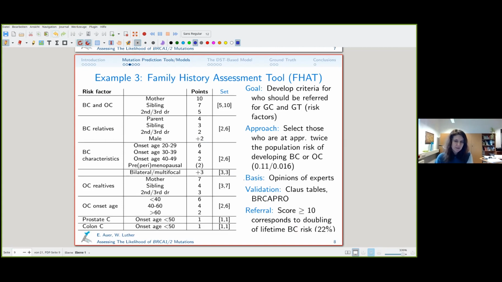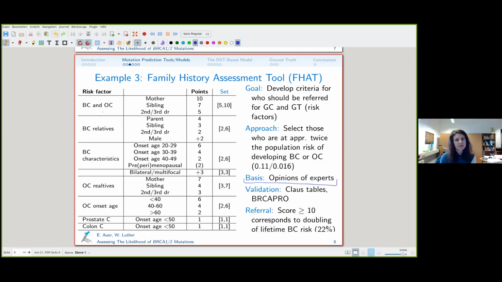The basis is opinions of experts, and this process was validated using closed tables. So we have some risk factors. These risk factors are assigned points. The points are summed up, and if you have a score of more than 10, then you have a double risk to contract cancer over your lifetime as compared to the general population.